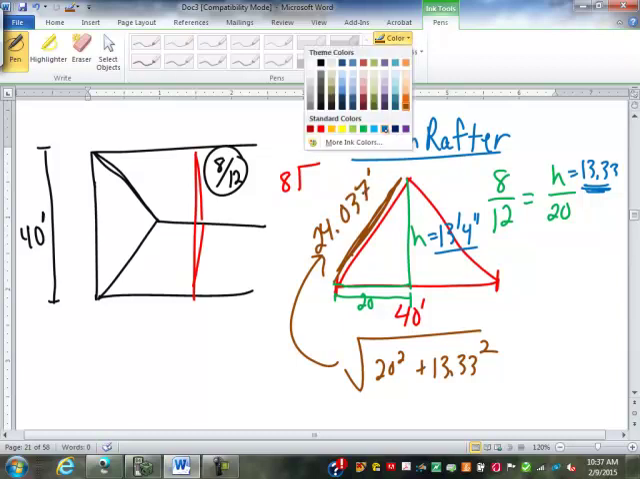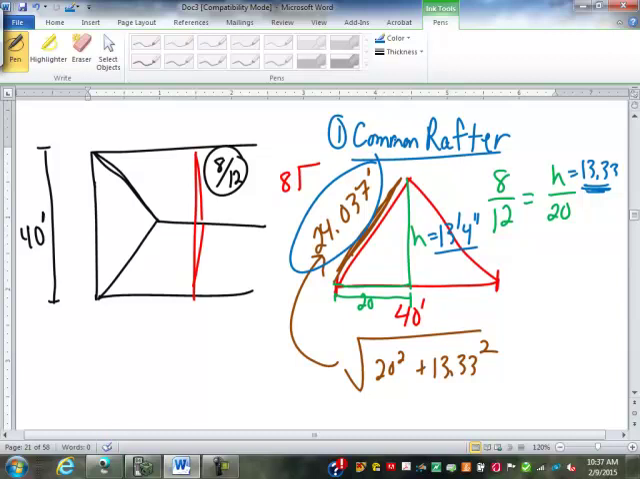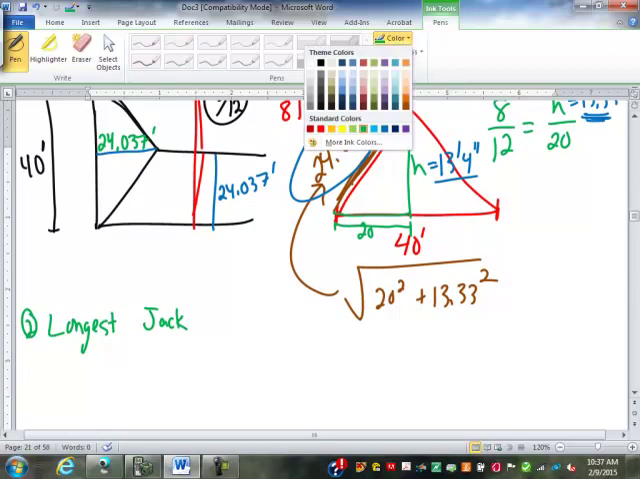Now I'm going to keep that number as a decimal for now, but we'll have to come back probably and change that to feet, inches, and sixteenths later. This here is 24.037. The next step, of course, is the longest jack rafter, which will also be how much? The same, 24.037. Now, what is step 3?